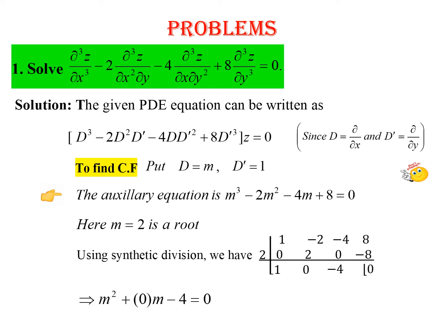So now the transformed equation will be m square plus 0m minus 4 equal to 0, which will be m square minus 4 equal to 0. And when you solve this, you will get m equal to plus or minus 2. So now totally all the roots are minus 2, 2 and 2.